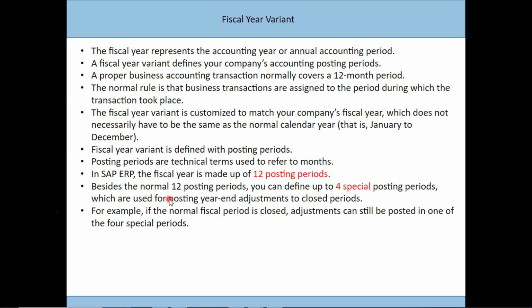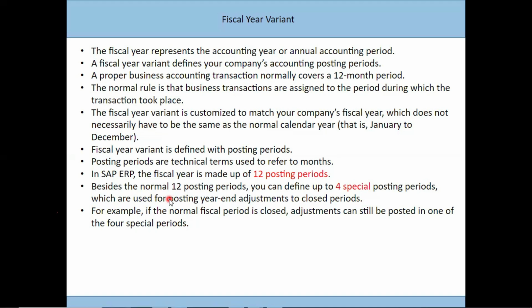The normal rule is that business transactions are assigned to the period during which the transaction took place. And the fiscal year variant is customized to match your company fiscal year, which does not necessarily have to start the same as the normal calendar year, that is, January to December. It will vary according to the country.